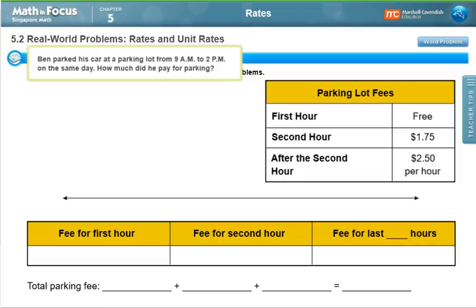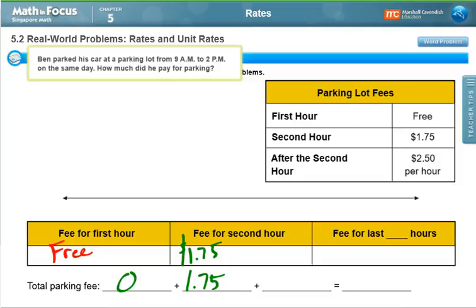So how much does it cost for that first hour? Well, for the first hour, it's free. And how much does it cost for the second hour? What's that second hour's fee? It's $1.75. So for our total parking fee, it's $0 plus $1.75. But then there's a whole bunch of these $2.50 hours that I have to tack on. And what I have to figure out is how many hours am I actually parking there?